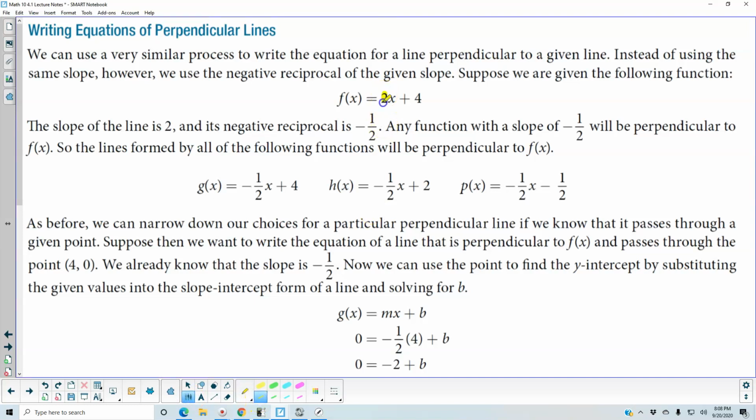We can see that our slope here is 2, and its negative reciprocal would be negative 1/2. So any function with a slope of negative 1/2 will be perpendicular to f of x. So the lines formed by all the following functions will be perpendicular to the function. You can see here that they have a slope of negative 1/2 but different y-intercepts. So therefore these would all be perpendicular to this line.